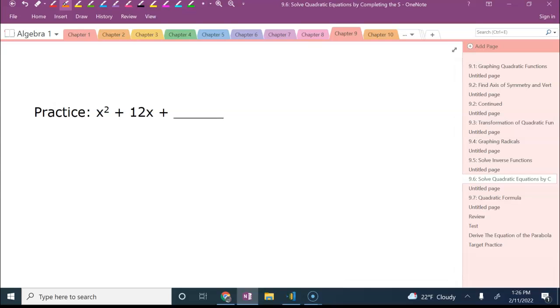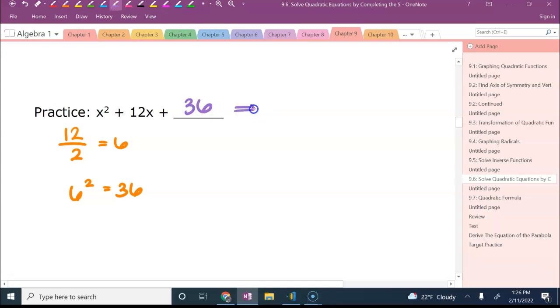So the steps you need to take is just to take that middle term, 12 for this one, divide it by 2, which would be 6, and then you need to square that. So 6 squared would be 36. That's what should go in the blank here. So that if I needed to, I could rewrite this as x plus 6 quantity squared.